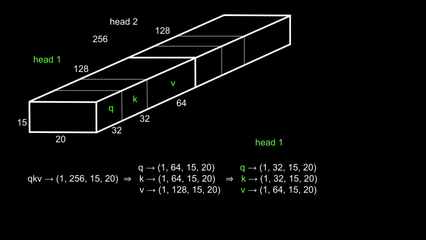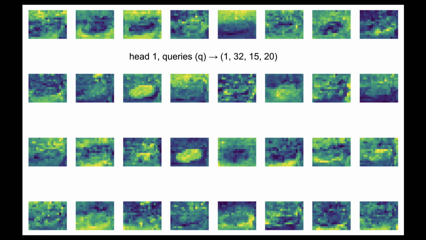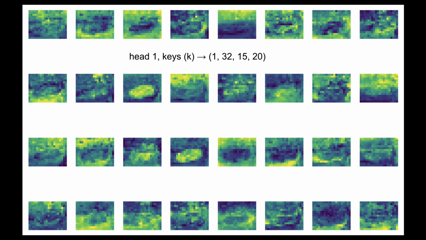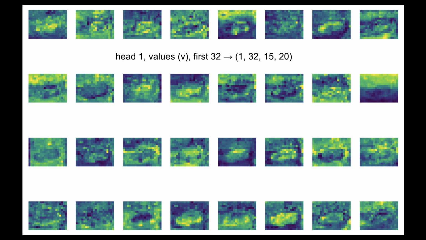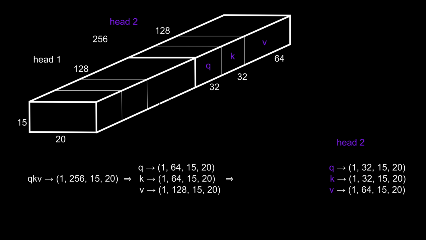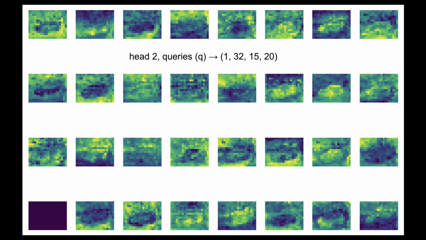To better understand the content of these Q, K, and V tensors, let's first take a look at head 1. Notice the similarity between the query and key feature maps. This property will become critical shortly, and we observe the same trend with the values. Next, let's look at the Q, K, and V tensors for head 2. Again, we see the 32 queries.